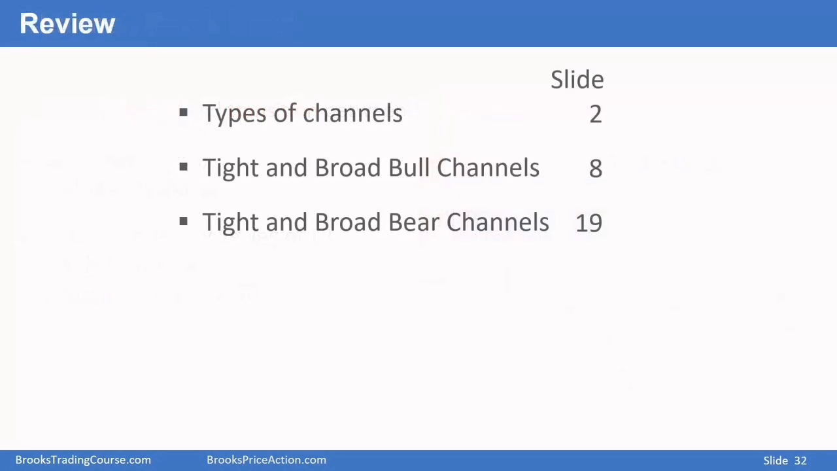In this video, I talked about the different types of channels. They can be horizontal, like a trading range. They can be expanding or contracting, like a triangle, or they could be rising or falling diagonally, like a bull trend or a bear trend. I then talked about tight and broad bull channels. And finally, I talked about tight and broad bear channels.